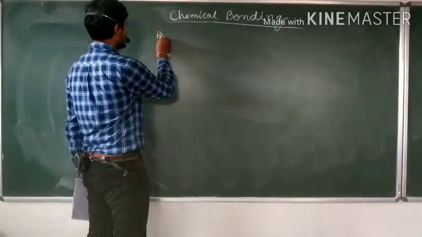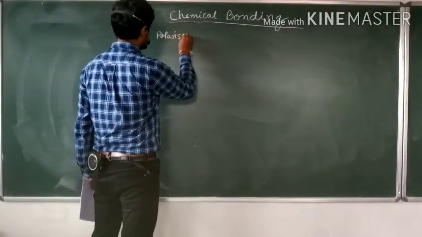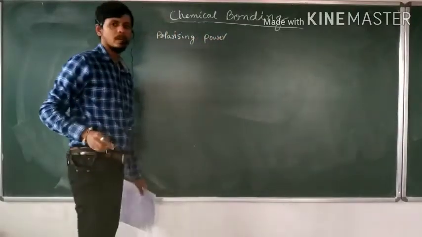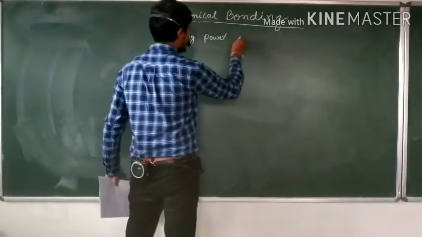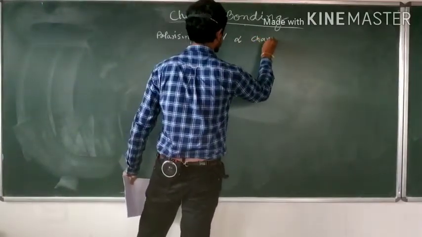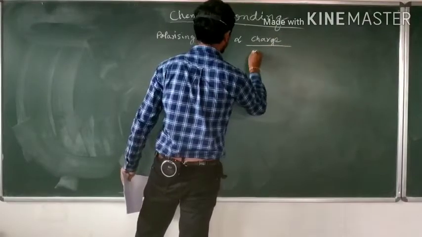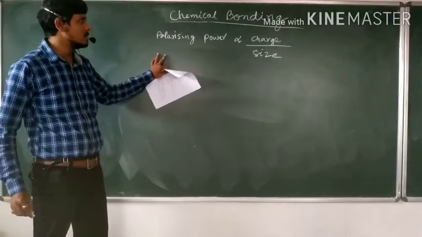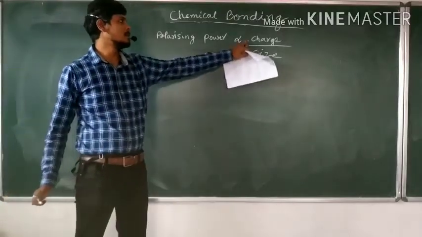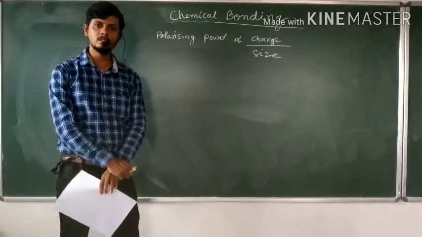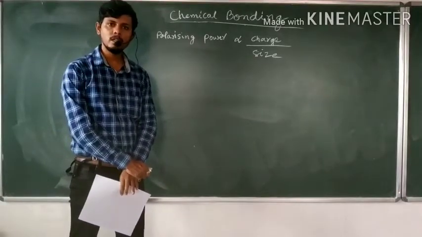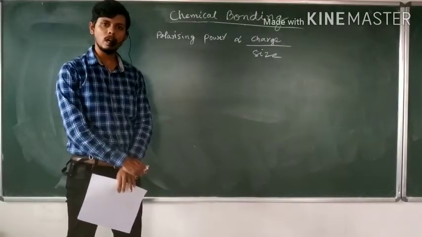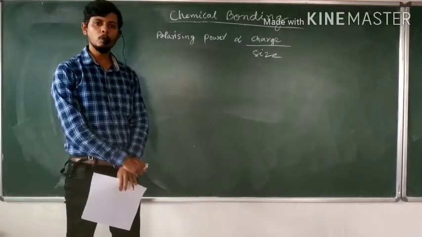Second thing, if I talk about polarizing power, the polarizing power of a cation is directly proportional to the charge by size ratio. So for a cation, polarizing power is directly proportional to the charge by size ratio. That means cations having small size and large charge are more polarizing.